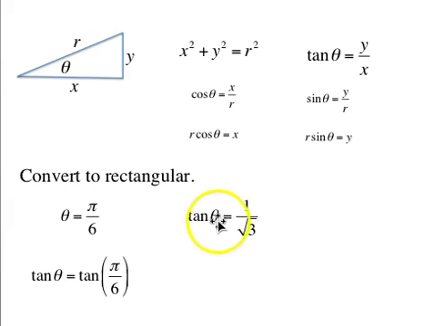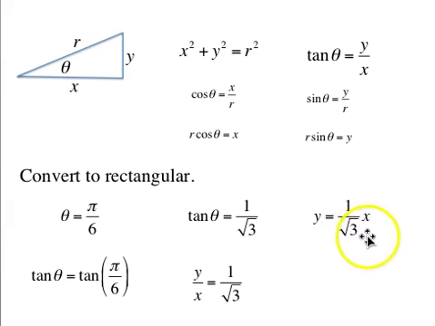But what is tangent theta? Tangent theta is y over x. So we rewrite this as y over x equals 1 over root 3, which is a perfectly acceptable answer. If you want to write y as a function of x, multiply both sides by x, and we get y equals 1 over root 3 times x. Line through the origin with a slope of 1 over the square root of 3.